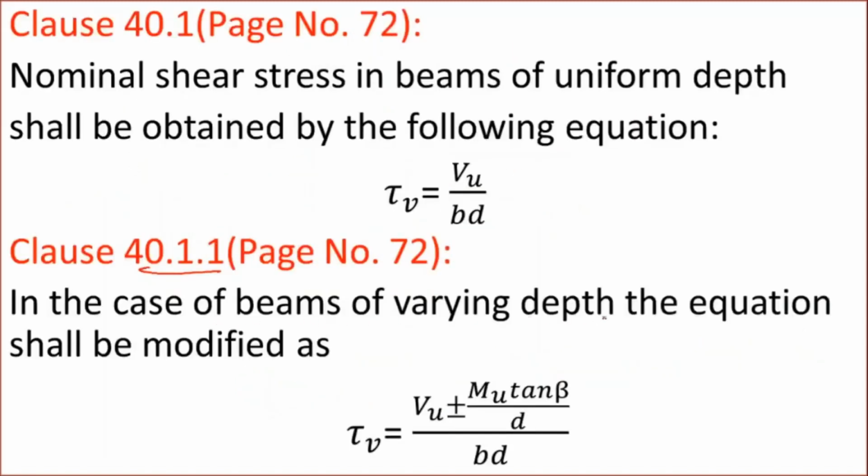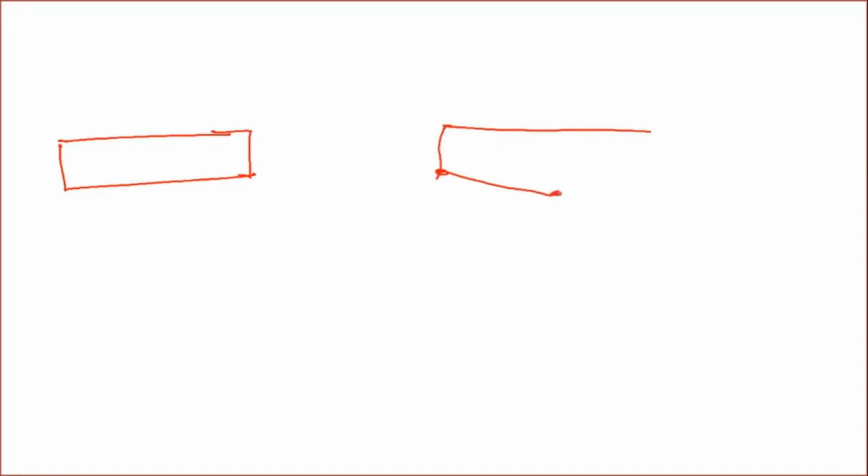In the case of beams of varying depth, the equation shall be modified as follows. Sometimes the beam will not have a longitudinal section like this. Instead, the beam will be like this. You see the longitudinal section of the beam, it may be like this. So here the depth of the beam is increasing in this direction. Of course, after the central point, it is again decreasing.